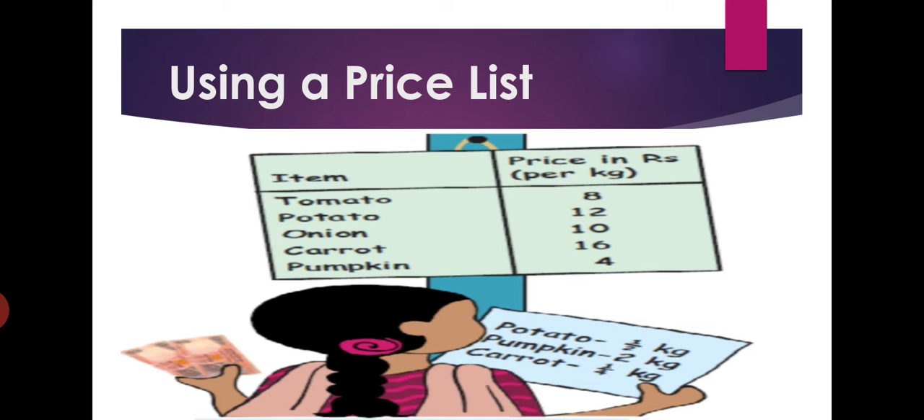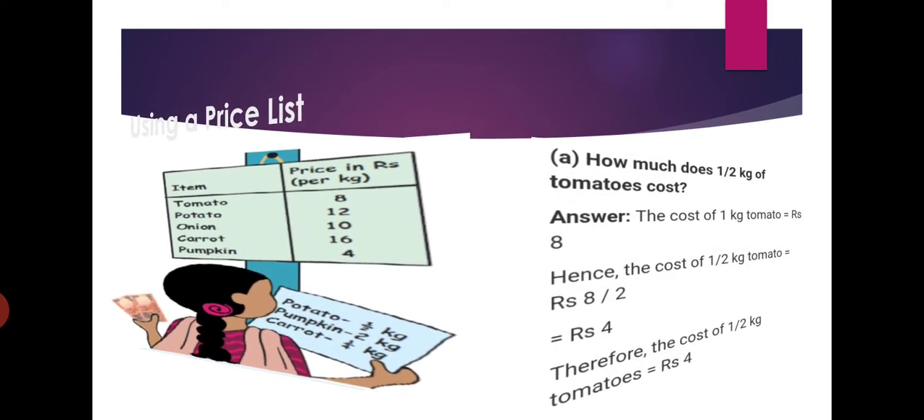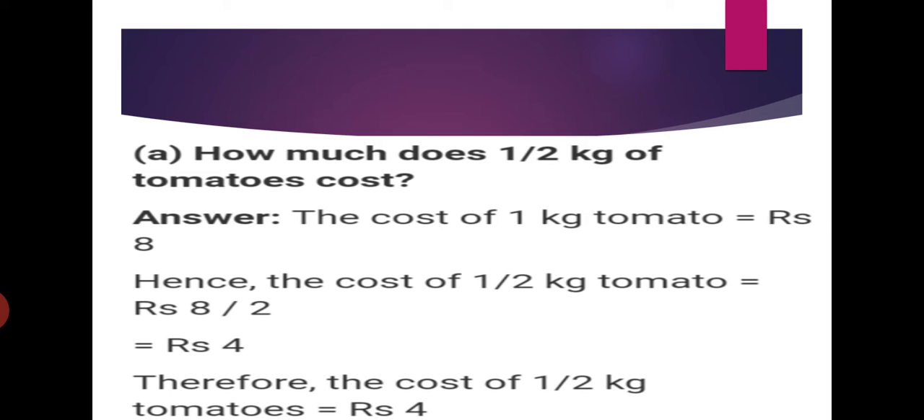So read the price list carefully. Now the question: how much does half kg of tomatoes cost? First of all, from the price list you have to check the cost of 1 kg tomato. So the cost of 1 kg tomato is equal to rupees 8. You have to calculate the cost of half kg of tomato. So 8 divided by 2, that is rupees 4. Therefore the cost of half kg tomatoes is equal to rupees 4.